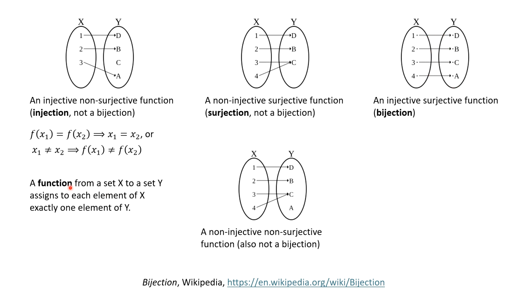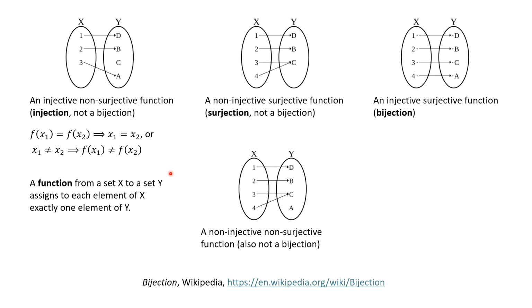Then just to remind you, a function from a set x to a set y assigns to each element of x exactly one element of y. So everything here is a function. If I, for example, mapped 3 to a and b, then you wouldn't have a function because it would violate the definition here.